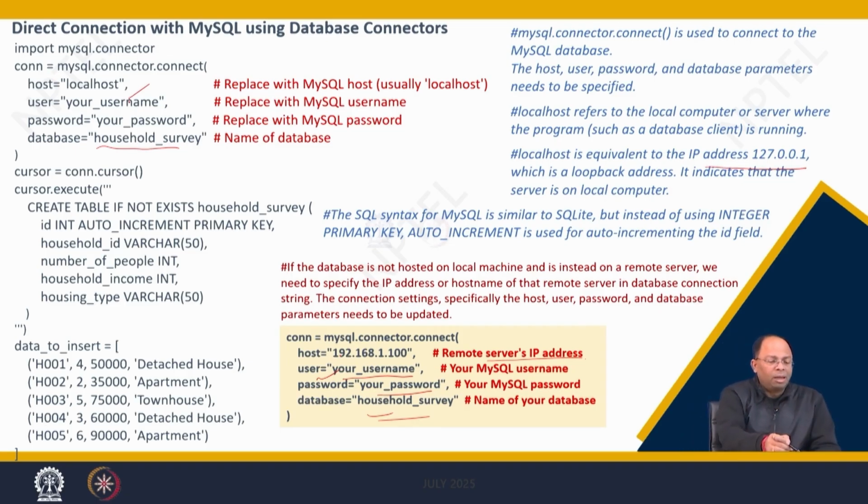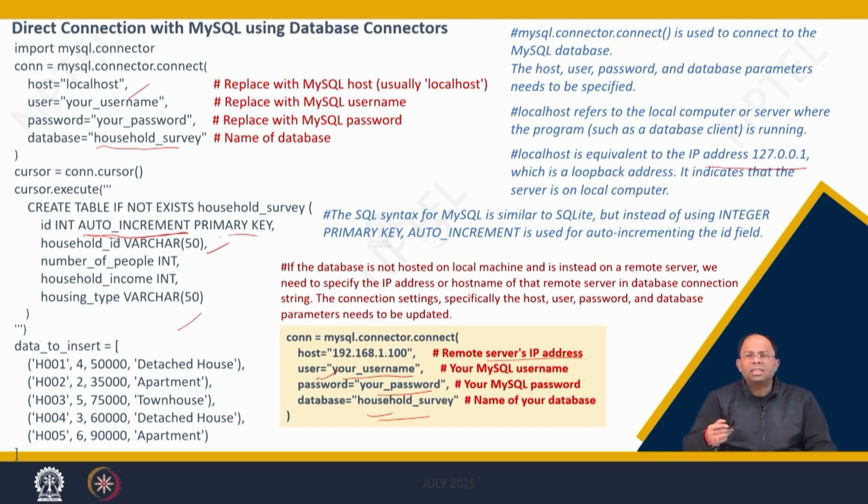Once you establish the connection, that is cursor equal to con.cursor, then you can execute the commands using cursor.execute. The only difference you see here is that it is again creating the table household survey if it does not exist, and here an auto increment column is introduced, which is made the primary key, unlike the ID key which was made the primary key in the last case. Household ID is a varchar over here, and it's not made the primary key.